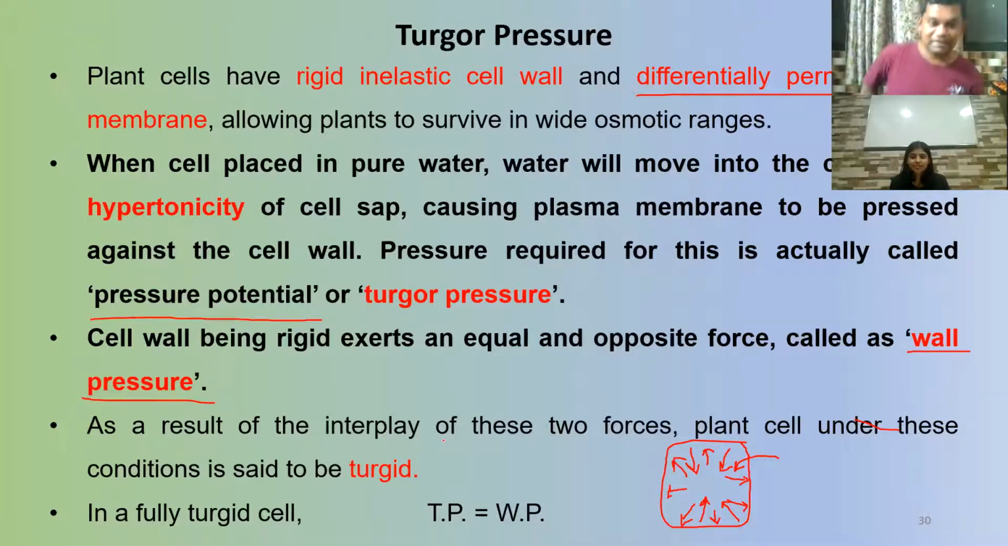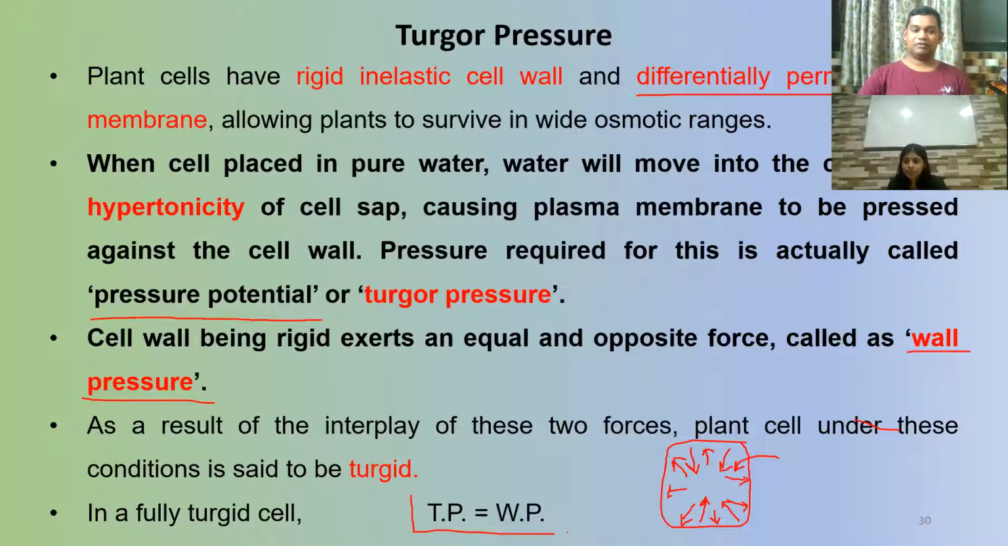So the turgor pressure and the wall pressure, the interplay between both of them determines what exactly is the condition of the turgidity of the cell. So magnitude wise, if the TP is equal to WP, same value, whatever is the turgor pressure is the same as the wall pressure, the cell is said to be fully turgid. Equal and opposite, balanced.